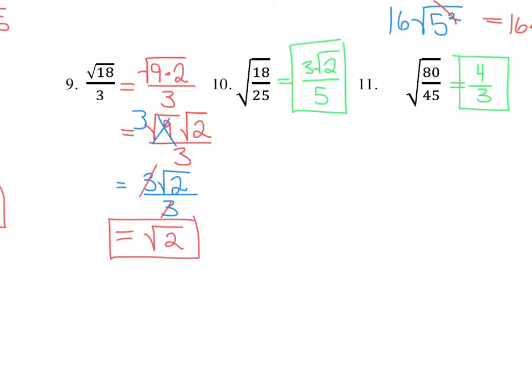All right, number 10, you should have gotten 3 square roots of 2 over 5. And for number 11, you should have gotten 4 over 3. If not, please make sure to ask your teacher next time you see them.